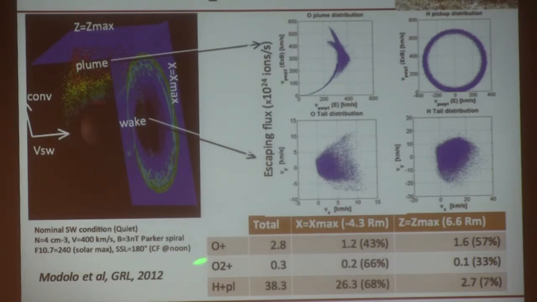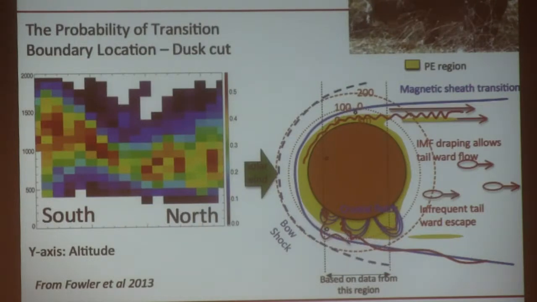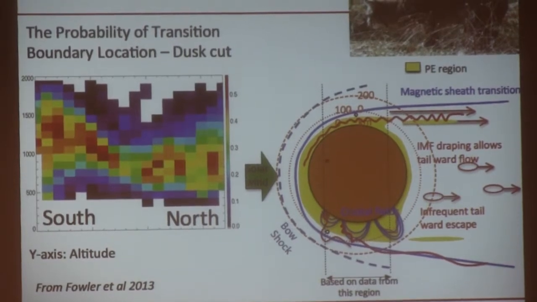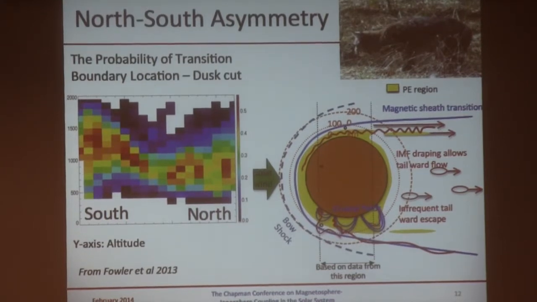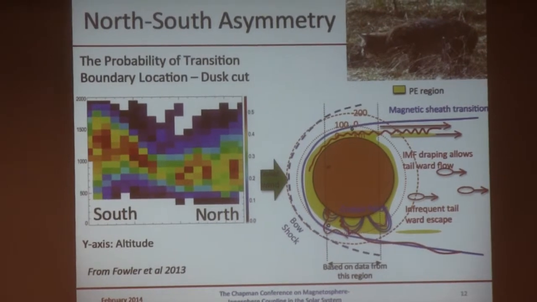In contrast, the heavier ions are 66% going in the tail and fewer up in the plume, and the lighter ones are mainly going to the plume. So we have a clearly mass dependent system. This is organized with an ion convection. If you go further in to lower altitude, you see that the induced electric field starts to be less important. This is work that me and my student Chris Fowler have been doing.